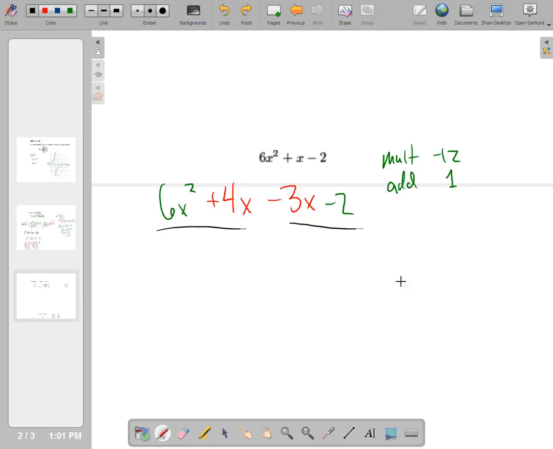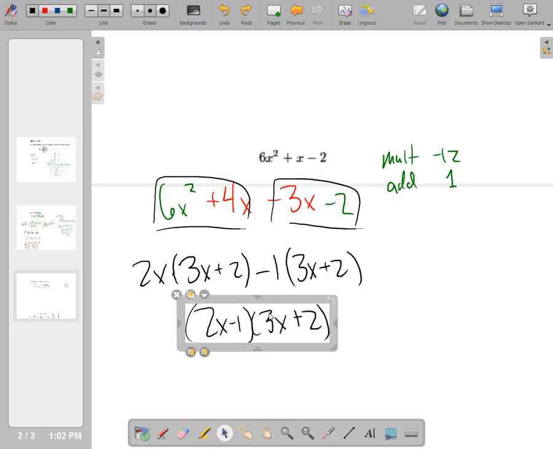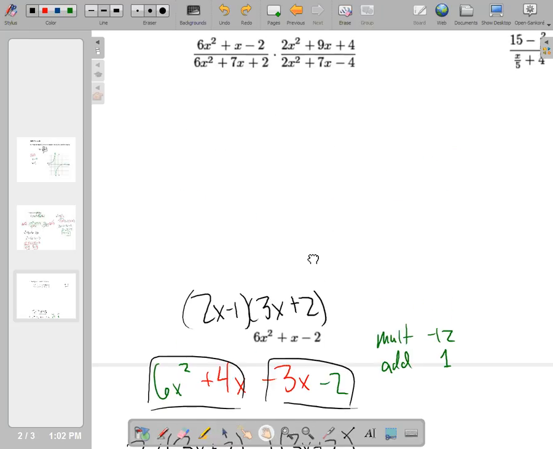Now we're going to do grouping. So I'm going to find the GCF of each of these two portions of my problem. 6x squared plus 4x, the GCF is 2x, and I'm left with 3x plus 2, and then the GCF on the right side, that's a negative sign, so you bring that down, the GCF is just 1. So if I bring out a negative 1, I have 3x plus 2, and now that factored is 2x minus 1, 3x plus 2. So now that I have this factored, I'm just going to bring this up here and say, all right, I got the numerator factored for the first part.